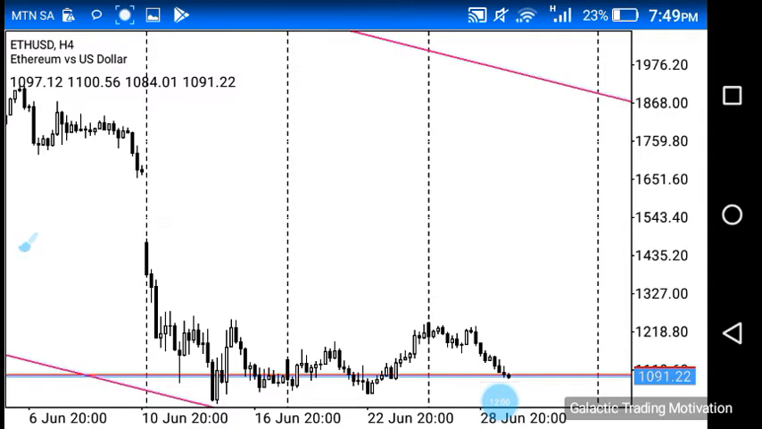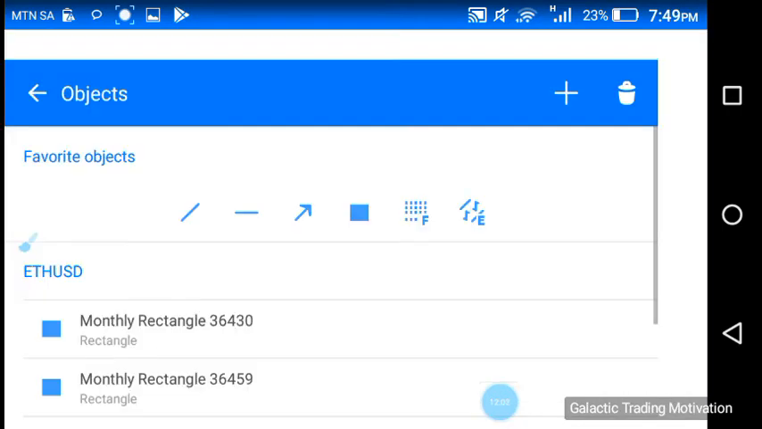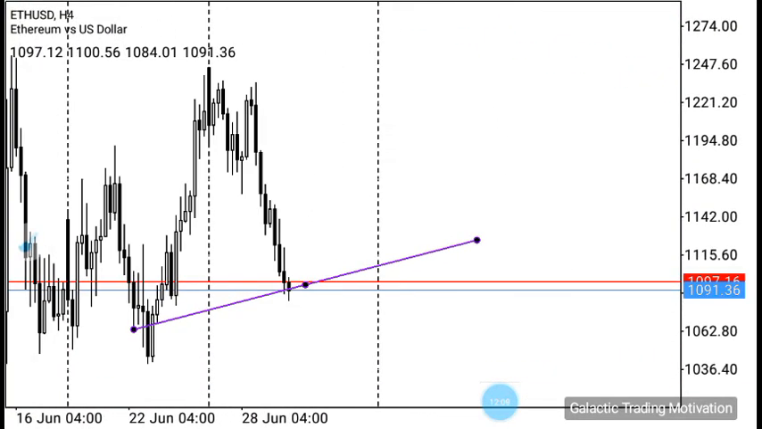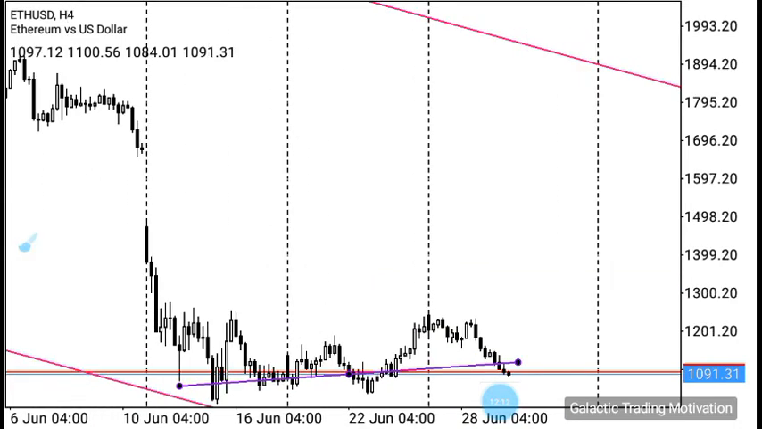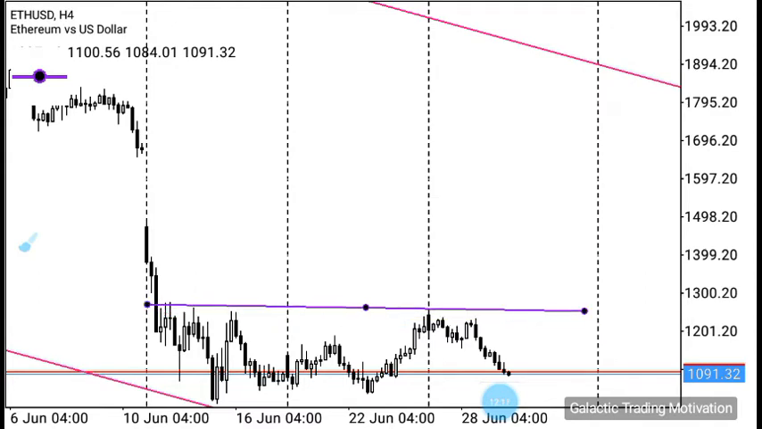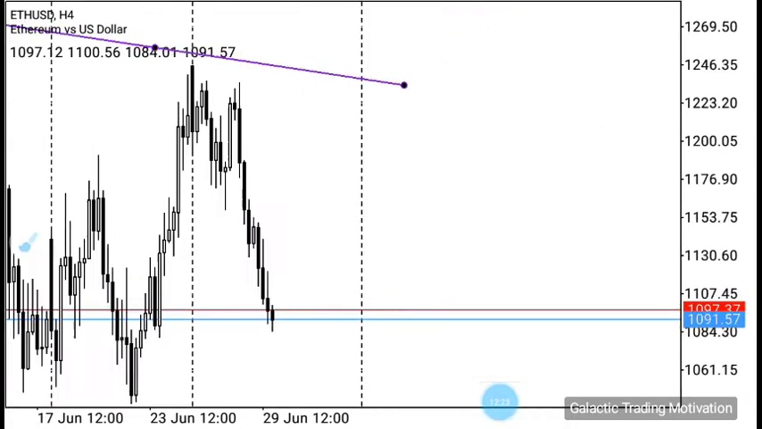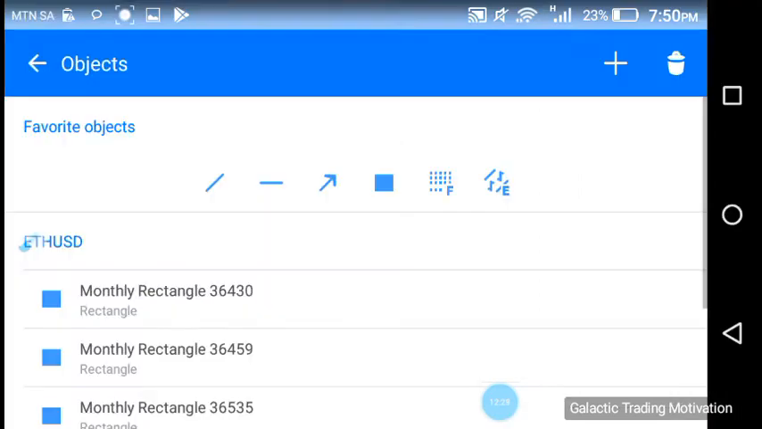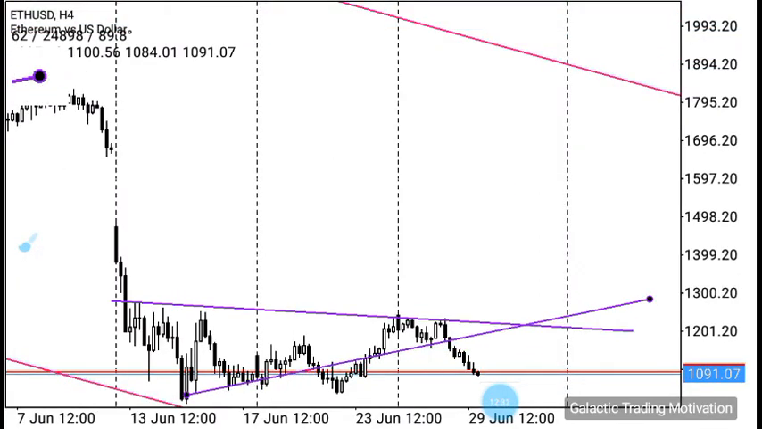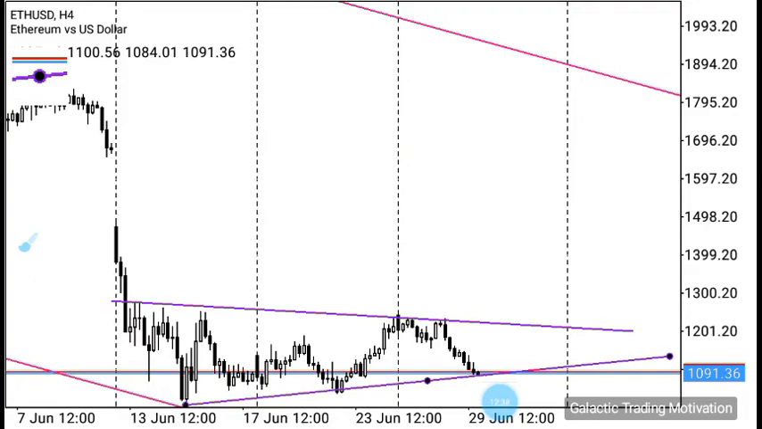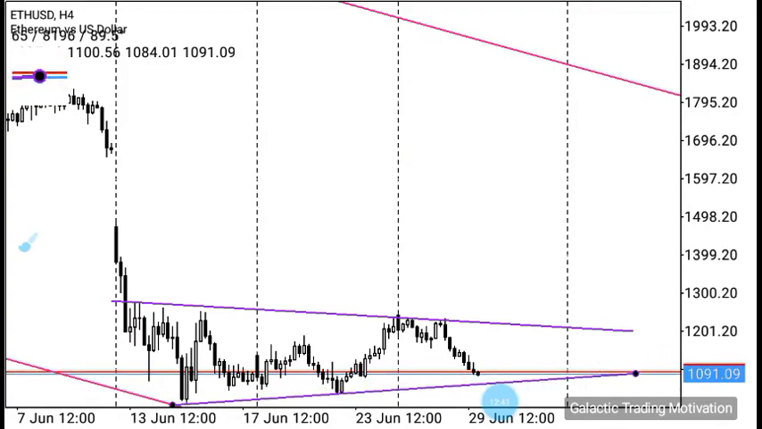Actually, what I'm going to do is add my trend lines. Just bear with me. Let's see. I can do it like this. There we go, that's the first one. And add the second one in this manner, forming a triangle. There we go.